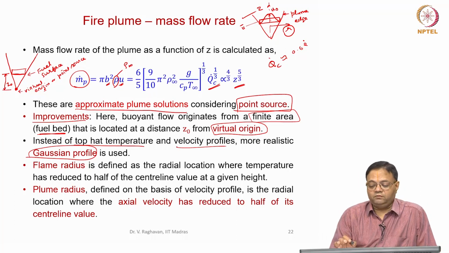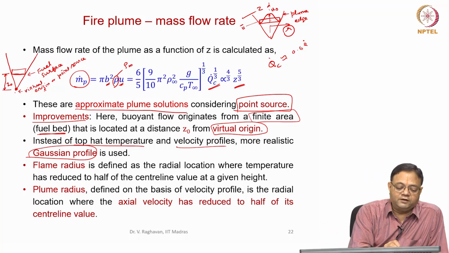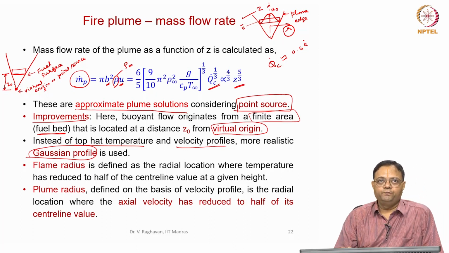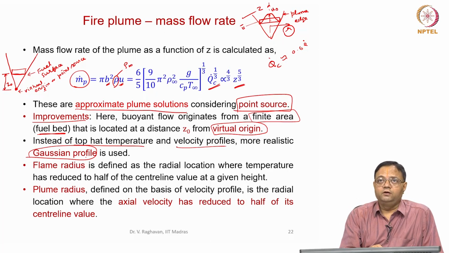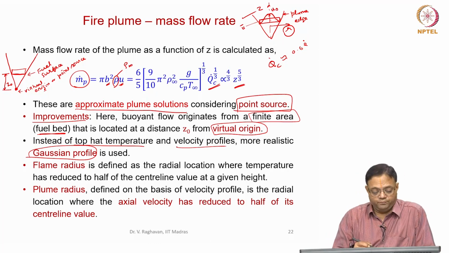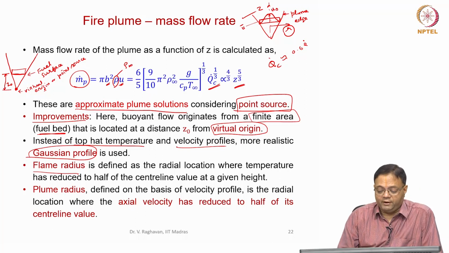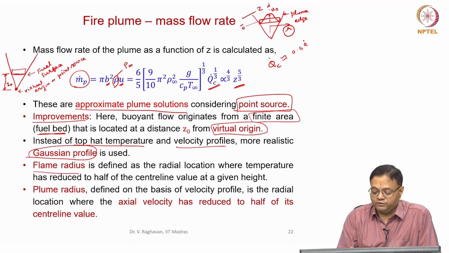Okay. So, the first thing is to avoid the point source, but yet consider some virtual origin which is at a distance of z0 below the actual fuel surface. The second one is the top hat profile can be replaced by a Gaussian profile. For the Gaussian profile, you know some mathematical relations, some curve fit, and do this. Third is the flame radius. A flame radius is defined as the radial location where the temperature has reduced to half of the center line value at a given height.